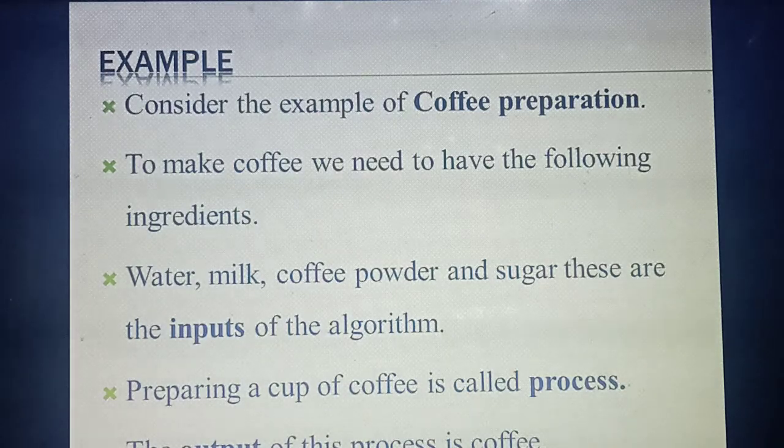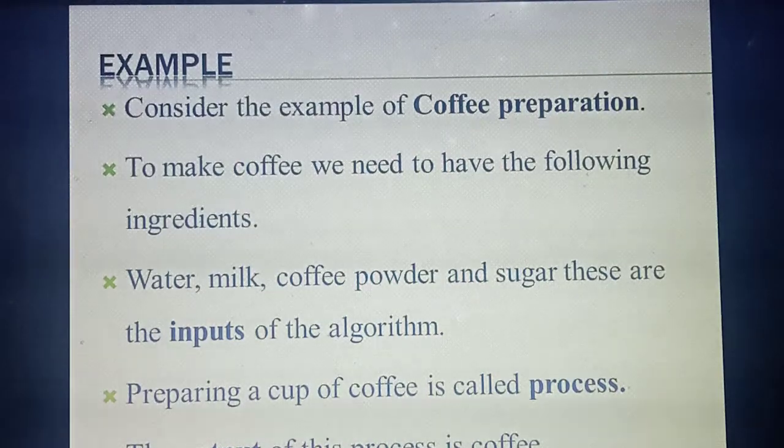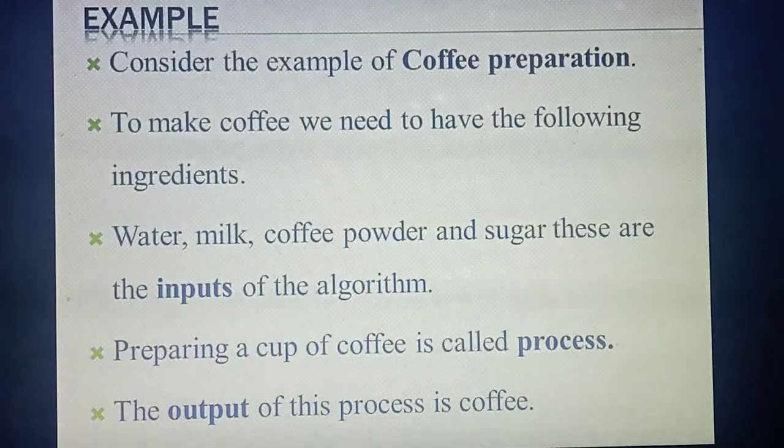So first wake up. What does algorithm mean? Instructions. First you need to wake up, then brush your teeth, take a bath, eat breakfast, then pack your books. Whatever things you do from morning to evening, we can schedule as an algorithm. The best example is given in the textbook: coffee preparation. The same thing for preparing a coffee you can write as an algorithm. Listen carefully.